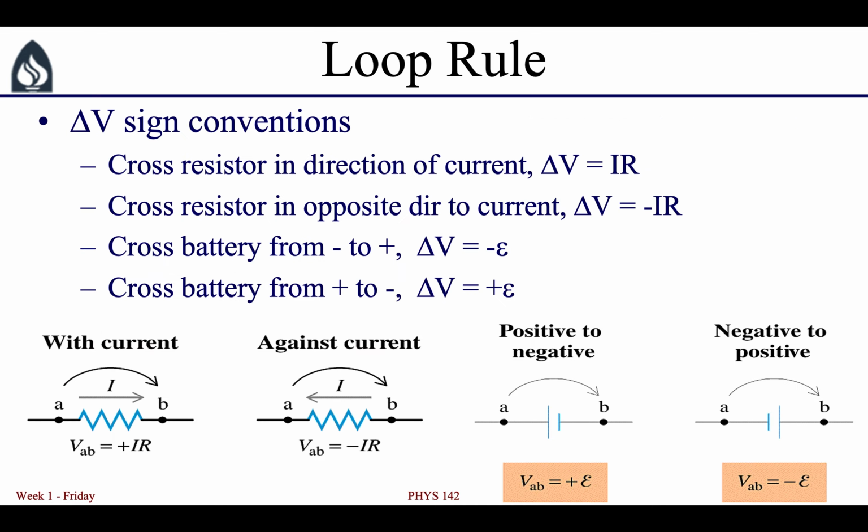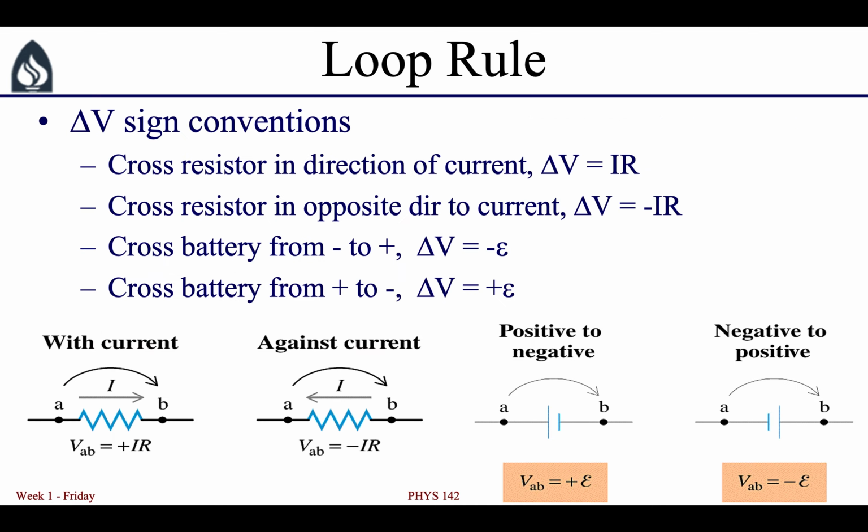While you are tracing around the closed loop, you're writing down potential differences for the components that you encounter, and then you set the sum of those equal to 0. So we have to remember the potential difference sign conventions that we use. If you encounter a resistor in your circuit and you're going with the current across the resistor, you write down plus the current times the resistance. If you're going across a resistor and you're going opposite the direction of the current, then you write down minus the current times the resistance.